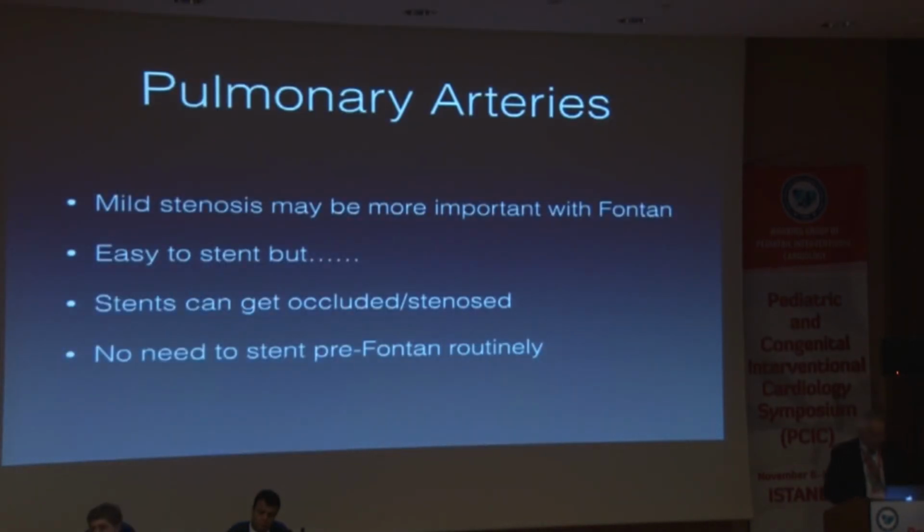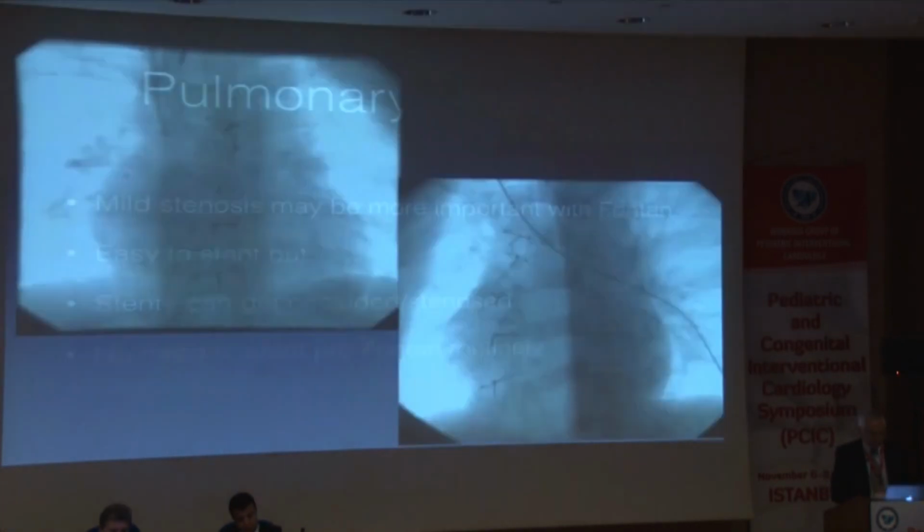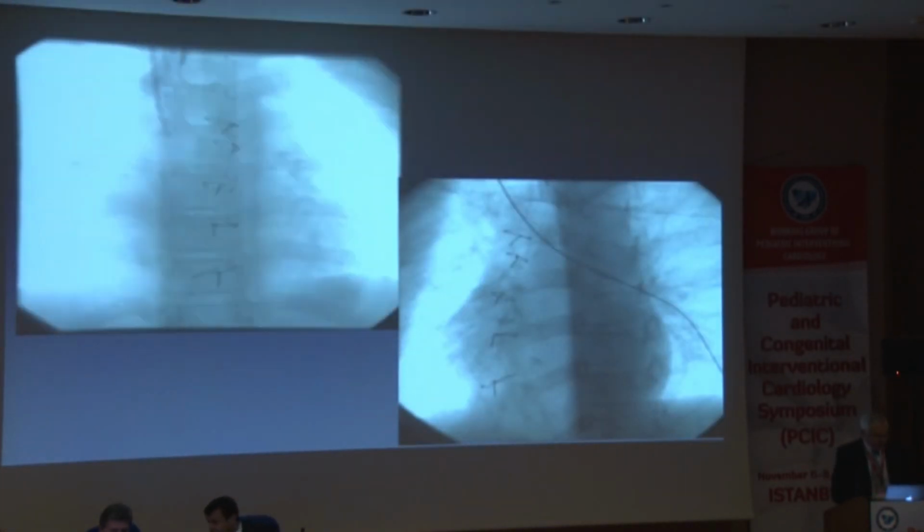As far as the pulmonary arteries are concerned, in a Fontan, sometimes mild stenosis is relevant, and it is easy to do because it's a non-pulsatile circulation. However, stents do get into problems. There is in-stent stenosis, there can be compression of the aorta, and so on and so forth. So if there's an indication, I have no problem, but I think to actually do them routinely just because the angiogram looks a little bit unusual as a matter of routine, I personally do not agree with that.